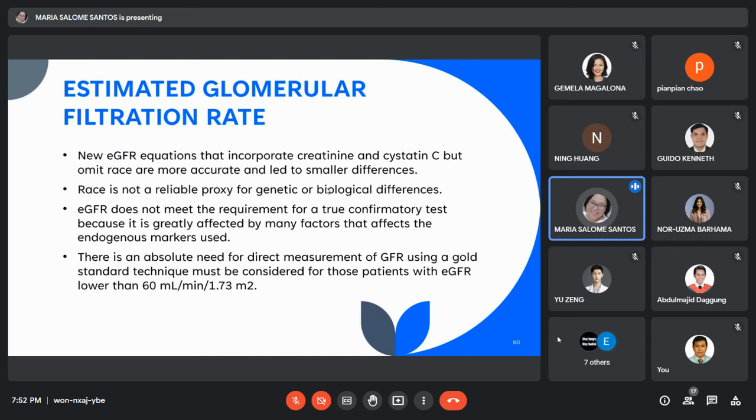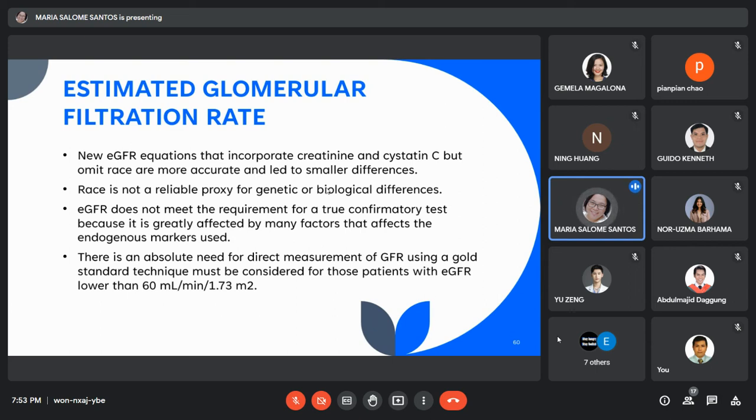So the new GFR equations that incorporate creatinine and cystatin C but omit race are more accurate and lead to smaller differences. It is noted that race is not a reliable proxy for genetic or biological differences. So eGFR does not meet the requirement for a true confirmatory test because it is greatly affected by many factors that affect the endogenous markers used.